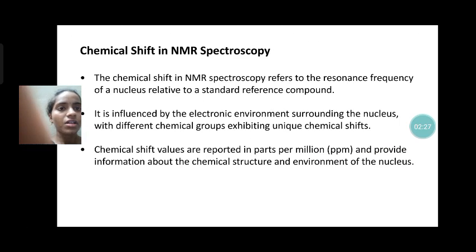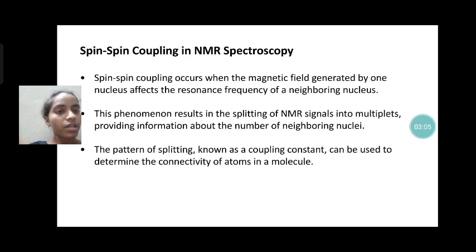Next, chemical shift in NMR spectroscopy. The chemical shift in NMR spectroscopy refers to the resonance frequency of nuclei relative to a standard reference compound. It is influenced by the electronic environment surrounding the nucleus, with different chemical groups exhibiting unique chemical shifts. Chemical shift values are reported in parts per million and provide information about the chemical structure and environment of the nucleus.